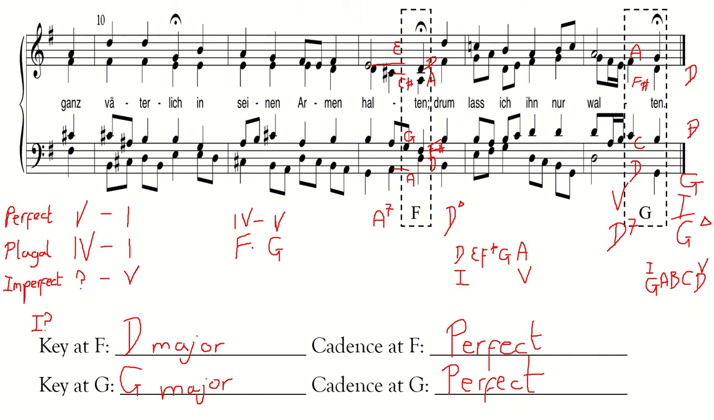So always start with the assumption that the second chord's gonna be the 1, and if it doesn't add up because the chord above it isn't a 5th or a 4th, then it's probably gonna be imperfect. So check that one next. And then the final one that comes up in Bach chorales a fair amount is interrupted.